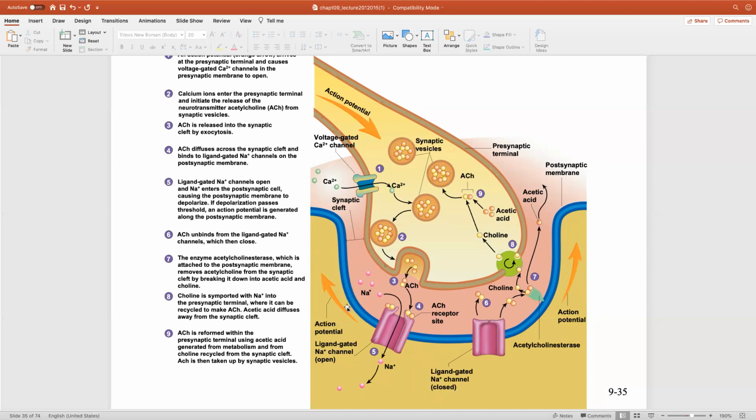Those are the voltage-gated ones. Now, once you have an action potential that's moved along, what happens if we don't want any more contractions? The acetylcholine that we release binds to an enzyme called acetylcholinesterase. Acetylcholinesterase breaks apart acetylcholine into two of its starting materials, acetic acid and choline. We break it apart and now it's separate.